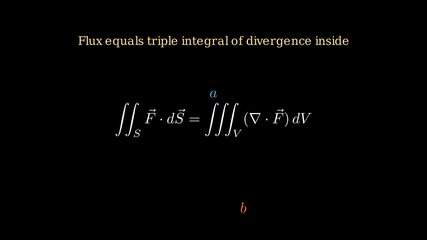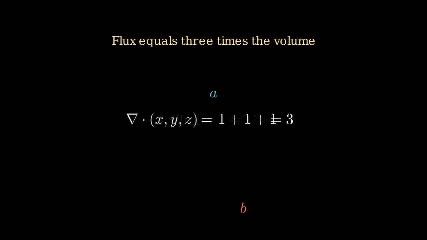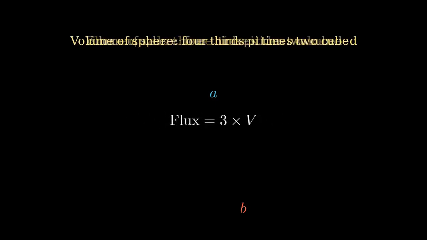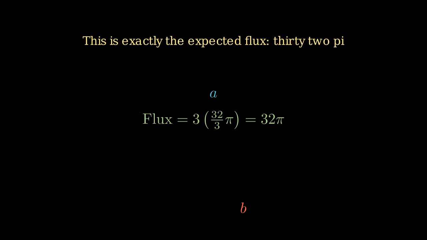The divergence of the vector field x, y, z is 1 plus 1 plus 1, which equals 3. So the flux equals 3 times the volume of the sphere. The volume of a sphere of radius 2 is 4/3 pi times 2 cubed, which is 4/3 pi times 8, equals 32/3 pi. Multiplying by 3, the flux equals 3 times 32/3 pi, which equals 32 pi. As a check, this 32 pi is exactly the flux we expect for this simple expanding field passing through a sphere of radius 2.